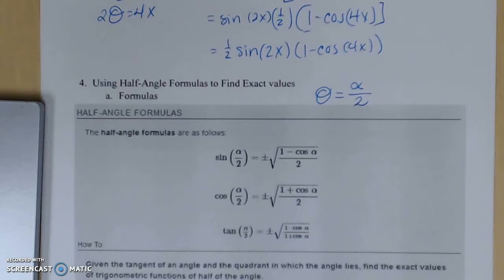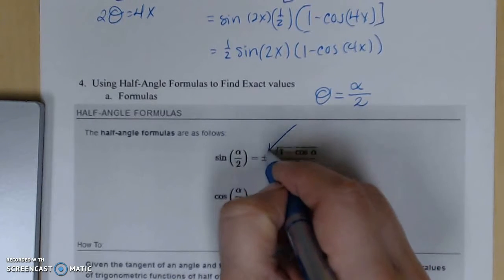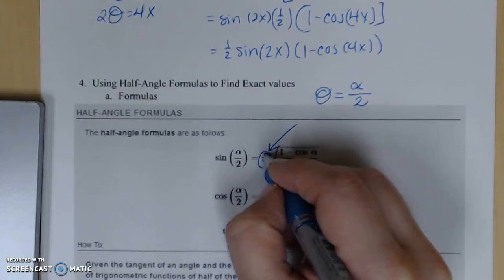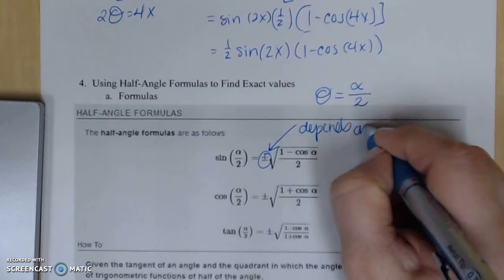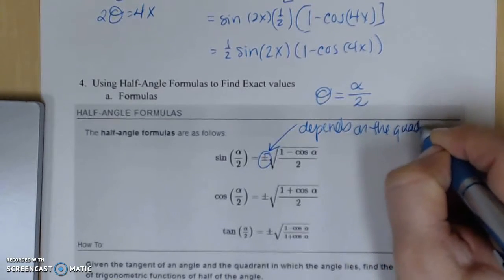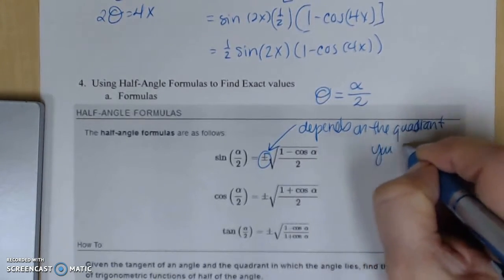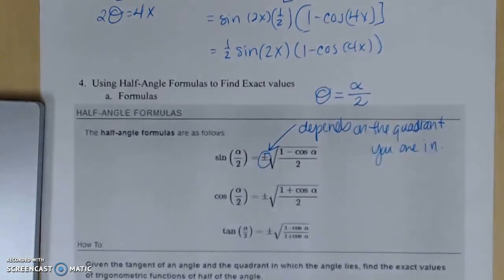You can see that I'm ending up with the square root of 1 minus cosine alpha over 2. Now we have 1 plus cosine alpha over 2, so just a sign change. And then if you consider sine and cosine and how it relates to tangent, you can see how these turn out to be the same just without the over 2. Now when I'm looking at this, you do need to note that this plus or minus is going to depend on the quadrant you are in. So just be aware of that.